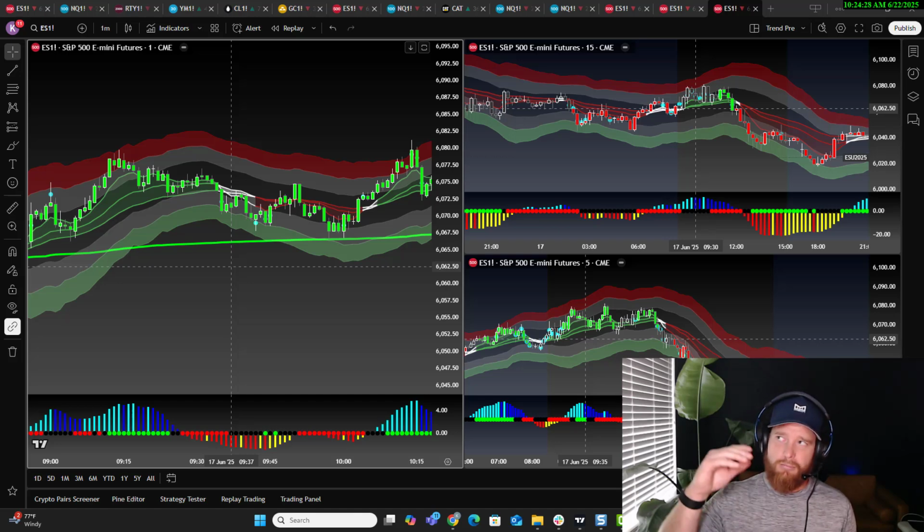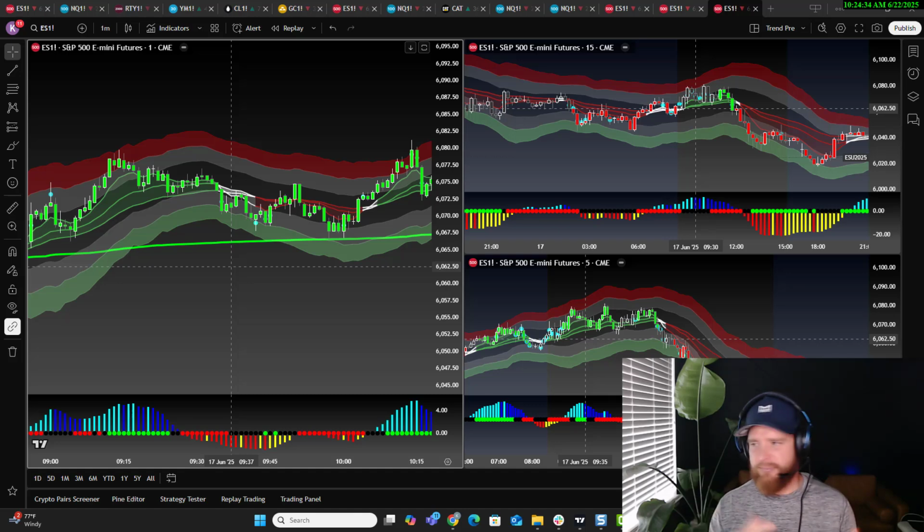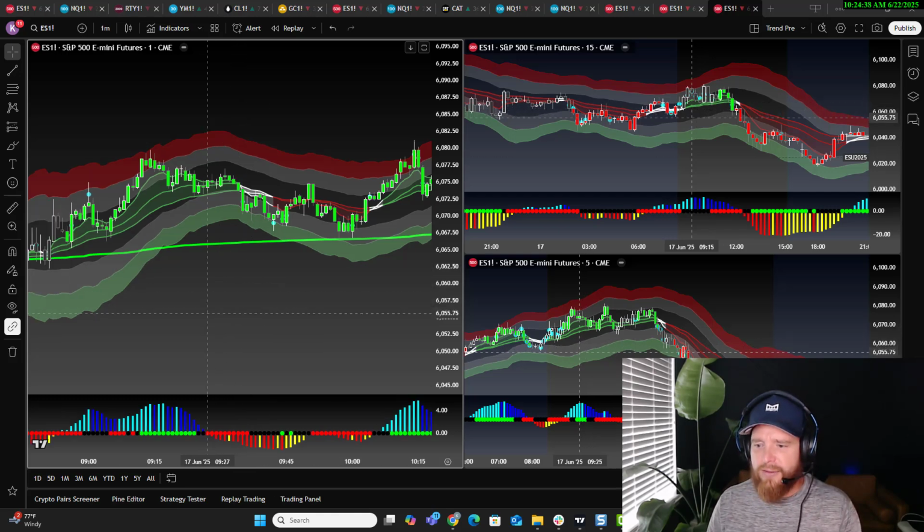Say you like bigger picture. Well, then you can go to like 30, 10, 5. Just adjust it like that. Whatever one best fits you. So now let's look for a setup.